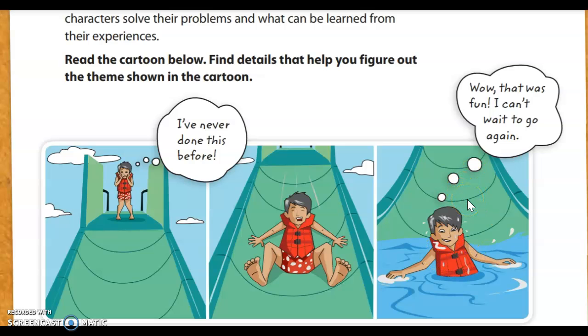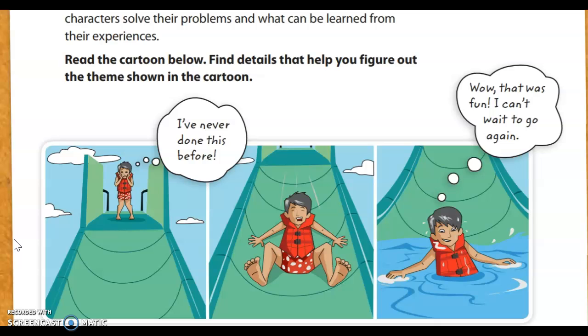So I want you to think for a moment, what is the theme here? What lesson did your author want you to take away? Right, that sometimes when you're just brave and you try something new, you might find out that you really like it. Or trying new things, there's value in new experiences and trying new things that maybe you're a little afraid of.